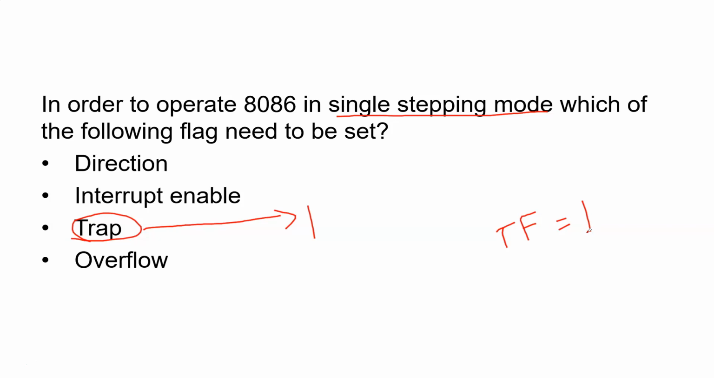Single step mode means the 8086 will execute the instructions one by one. After executing one instruction, it gives the result and the status of all the flags, and only then will it go to the next instruction. This is useful when we are writing code for the first time, so that wherever we have an error we can debug it easily.